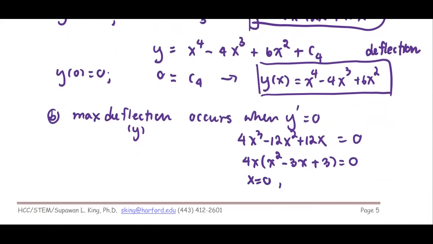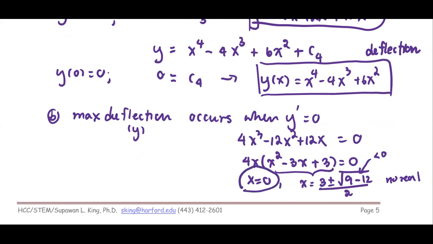We get x equals 0, and we solve the quadratic equation using x equals negative b plus or minus the square root of b squared minus 4 times a times c, all divided by 2 times a. Here 4 times 3 is 12, and the discriminant is less than 0, so there is no real solution for the second factor. Therefore, the maximum deflection occurs at x equals 0, the left end. That means replacing x with 0, the maximum y is y at 0, which is 0.